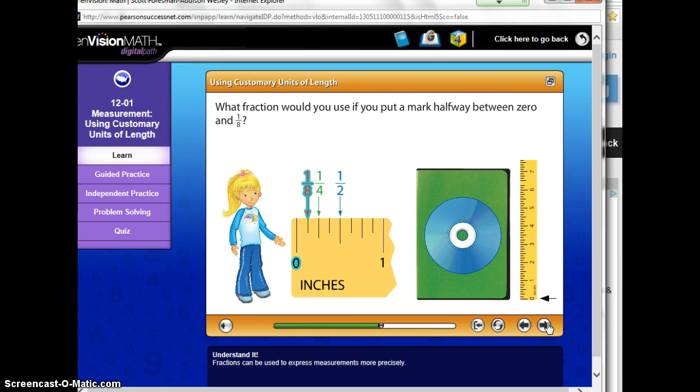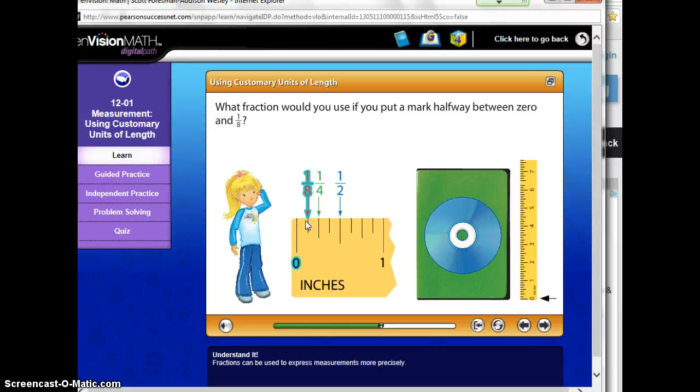What fraction would you use if you put a mark halfway between the 0 and the 1/8? So as you look at what we have marked on our ruler, we know that this is 1/2. We know that this is 1/4. We know that these are 1/8. Let me back up to the 1/2. How many halves are in a whole? Shout it out. Two. How many fourths are in a whole? How many eighths are in a whole? 8/8 are in a whole.